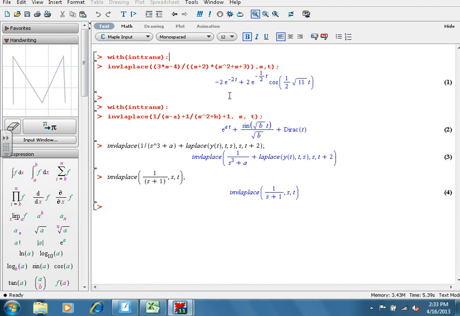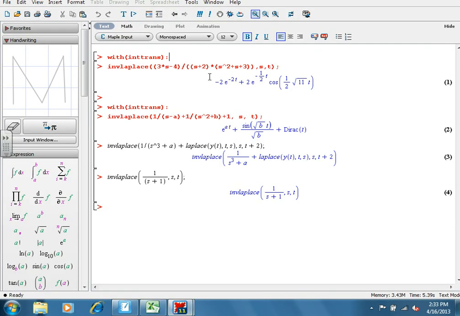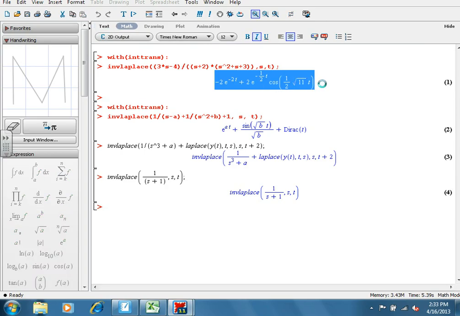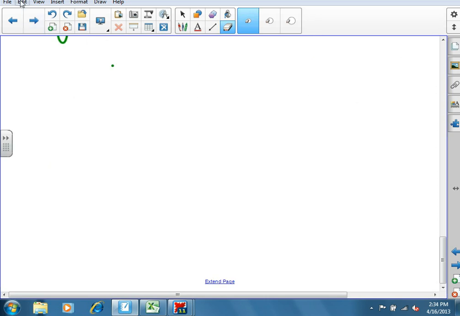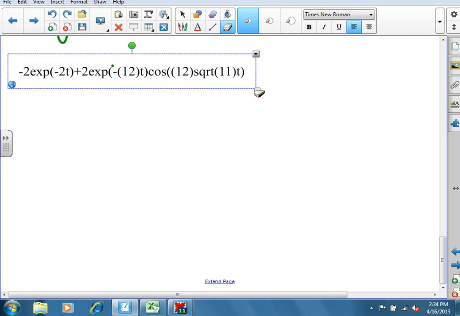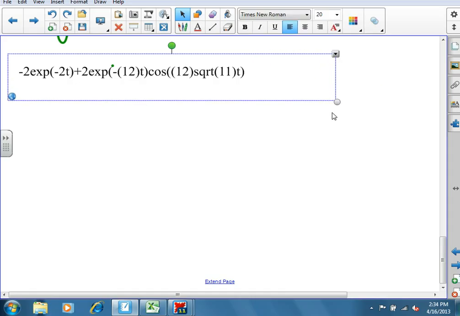Okay, did I have minus 2 e to the minus 2t plus 2 e to the minus a half t cosine square root of 11 over 2 t? Is that what I had? Cosine square root of 11 over 2. Yeah, that's exactly what I had, right? Yep. So if I copy this and put it over here, it's going to show me the exact same thing, not exactly, written a little bit different. Stupid thing, anyway.